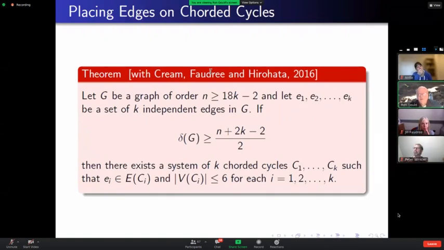Well, if I can place vertices, can I place edges? And the answer, of course, is yes, or I wouldn't be talking about it. So again, if n is big enough and I take k independent edges, E1 to EK, with minimum degree at least n plus 2k minus 2 over 2, then there's going to be a system of k chorded cycles such that EI is an edge of the cycle, not a chord, but an edge on the cycle itself, even though the cycles are chorded. And again, we can make the cycles all small, at most 6 cycles.